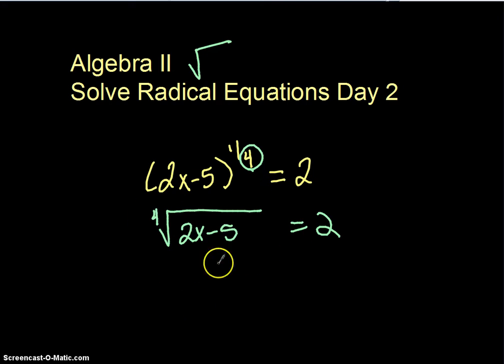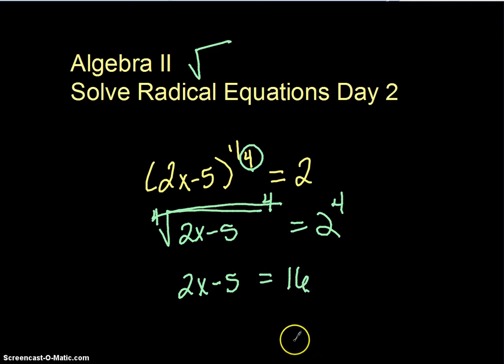Anytime you have a root, you isolate your root, which we've already done. You raise both sides to the power of the root. So since it's the fourth root, we're going to raise each side to the fourth power. Your root and your power are going to cancel each other out and leave you 2x minus 5 equals 2 to the fourth, which is 16. Normal equation here now, just get x by itself. Add your 5 and you get 2x is equal to 21. Divide by 2, x is equal to 10.5. So that's just a quick refresher.